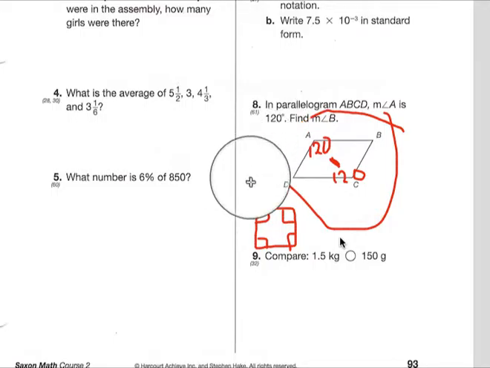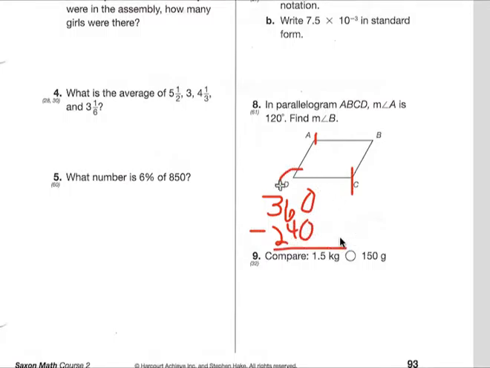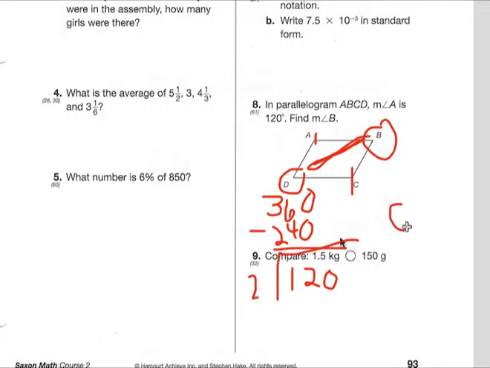Okay? So I know that 2 of them are 120. This one's 120, this one's 120. Which means together there's 240, so I have 360 minus 240, and my answer would be 120. Now D and B together then equal 120. They too are congruent, which means the same. So I have 120 divided by 2. My answer is that D and B are 60 degrees.